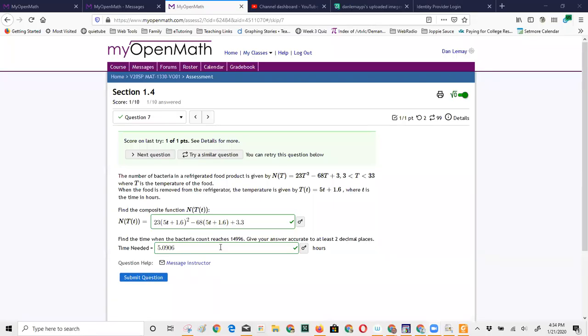Okay, can you see that now? So that's the time I typed. Now notice one thing you're going to find about MyOpenMath is that when it says at least 2 decimal places, you're better off putting in more. In fact, sometimes even if it says round to 2 decimal places, you're better off putting in more. Once in a while, it'll mark you off if you don't. But see, so I did get that right. So that's how you tackle this problem. Hope that helps.